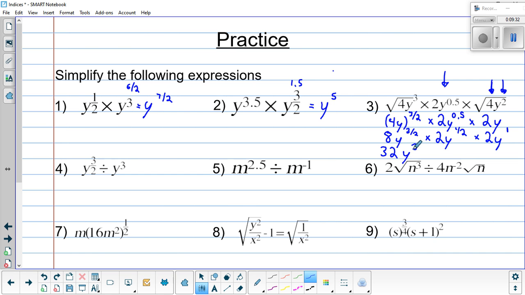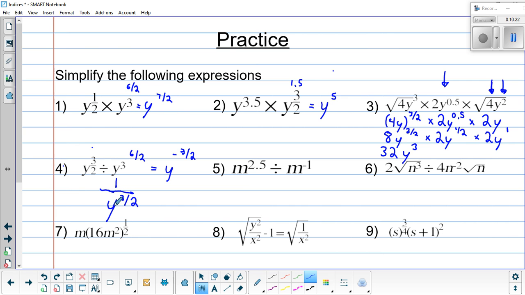y to the 3 halves divided by y cubed. Well, let's turn this side into a fraction so we can have the denominators the same, and then we can just subtract the indices. So we have 3 halves minus 6 halves is negative 3 over 2, right? And then if we want to state that a little bit better, we'd want to get rid of the negative, so we could say 1 over y to the 3 halves. So I'm just going to rewrite that. 1 over y to the 3 halves. So you can see why it's sometimes better to actually do decimals if you can't really write the index.